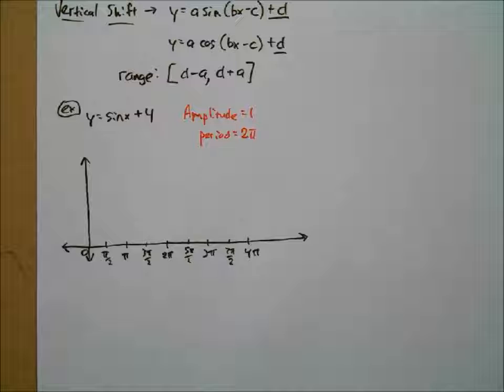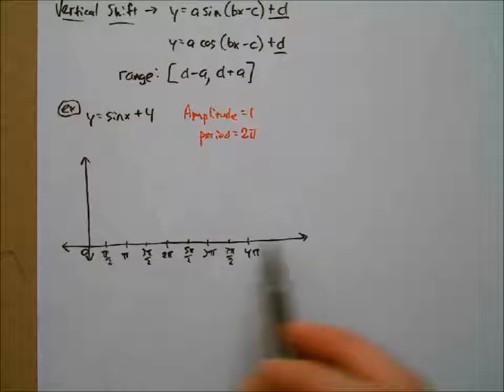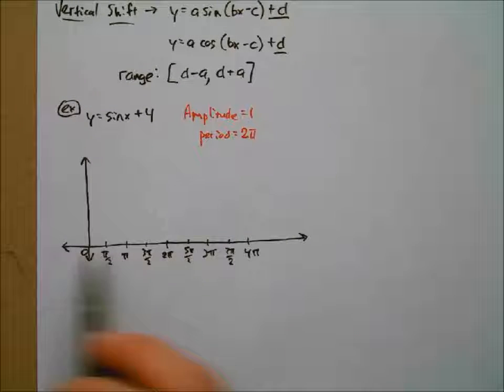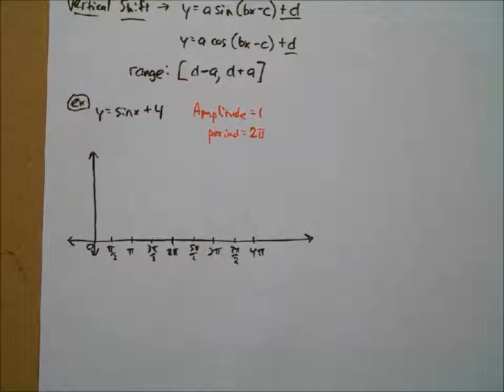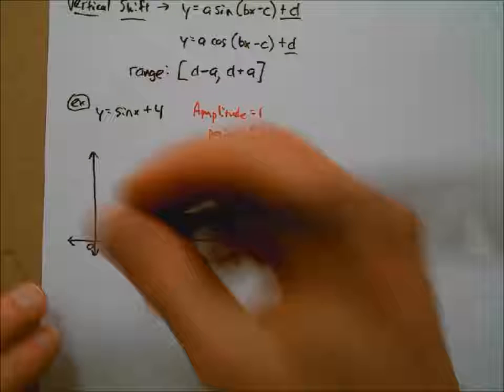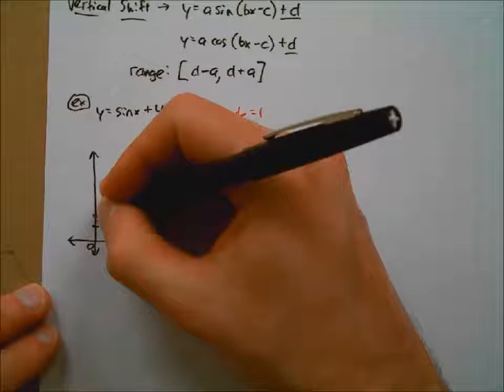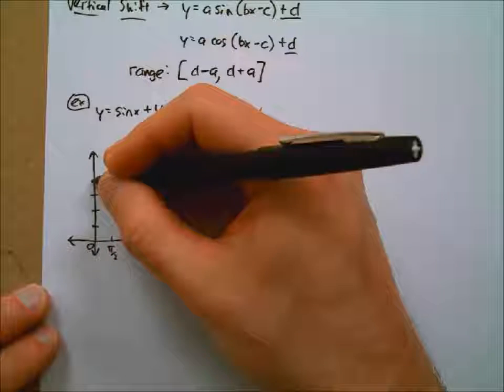The center of our wave was on the x-axis, right? Now with this vertical shift, it'll be centered on what? It was centered on the x-axis, or the line y equals 0. So what would the new center be? Yep, not x equals 4, y equals 4, right? We're going to shift it up 4, so 1, 2, 3, 4.